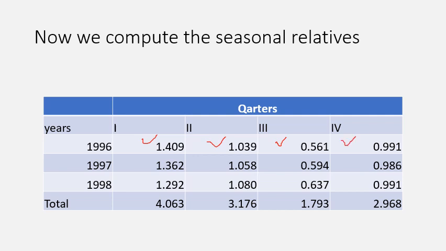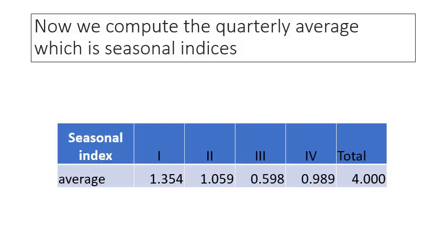Now in the second step, I have taken the total of each quarter. If we divide these values by 3, we are left with the average. Okay, now in the next slide, I have calculated the average, and the total is also equal to 4. These are the seasonal indexes. This is the quarterly average, which is the seasonal indices.